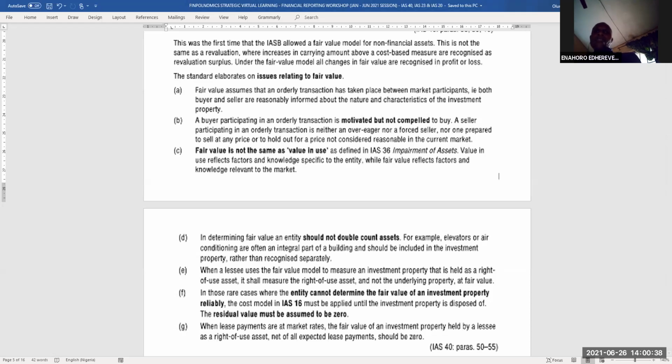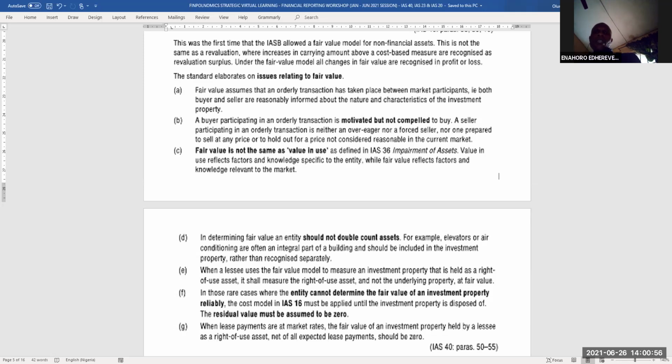E. When a lessee uses the fair value model to measure an investment property that is held as a right of use asset, he shall measure the right of use asset and not the underlying property at fair value.